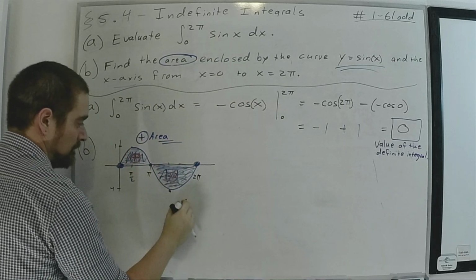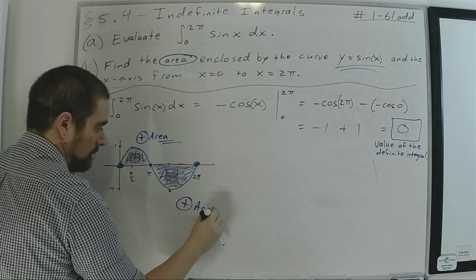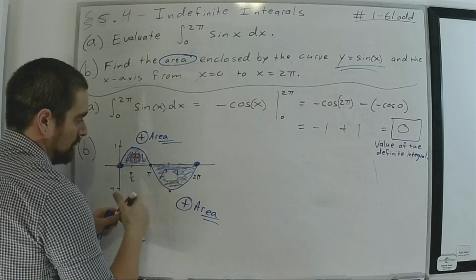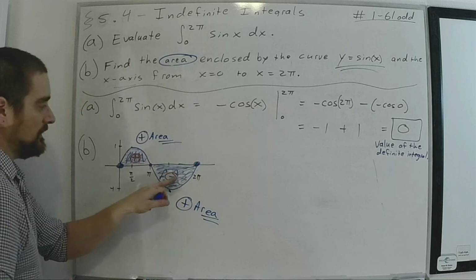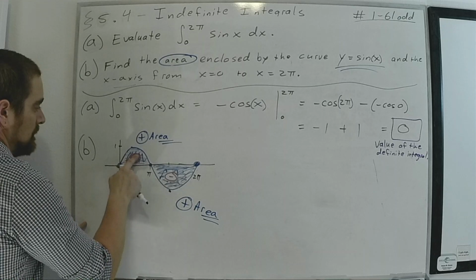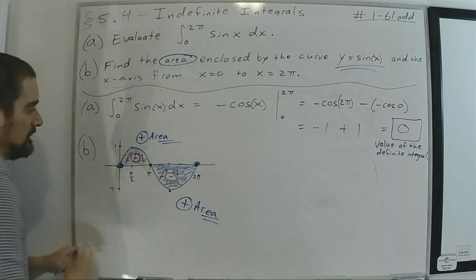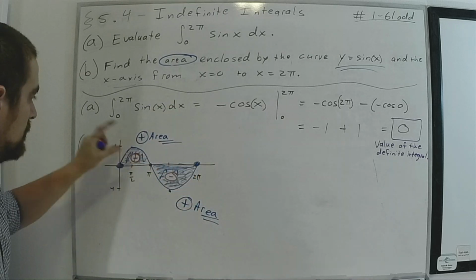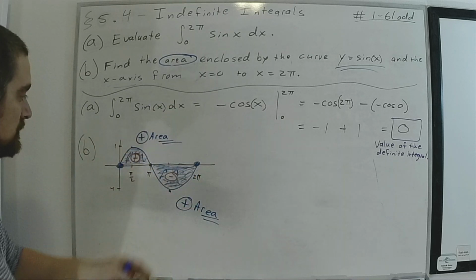This has to be positive area. See the discrepancy? Maybe I'll make it a little clearer here. This is going to be negative based on the integral. This is going to be positive based on the integral. Since they have the same quote-unquote area, positive, negative, they cancel each other out.